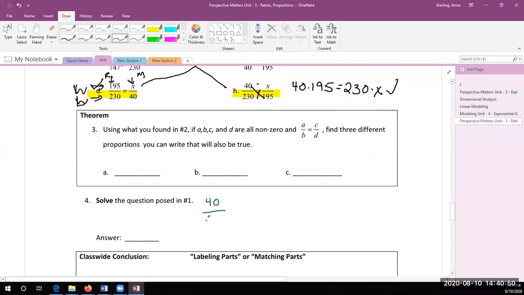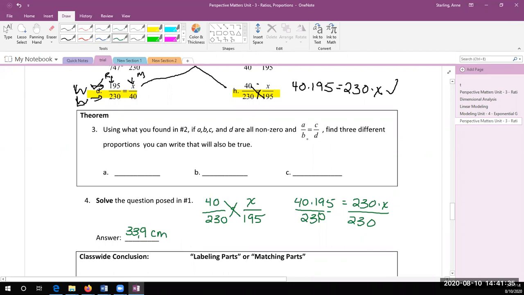So it was 40 over 230 equals x over 195, multiply, and then divide by 230. So what I should come up with is about 33.9 centimeters.